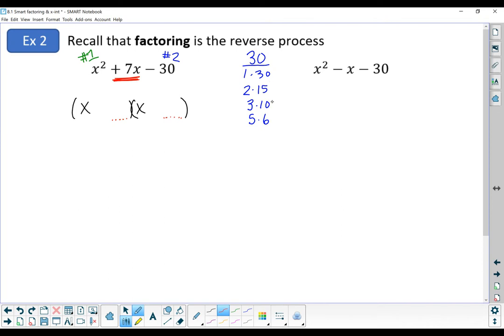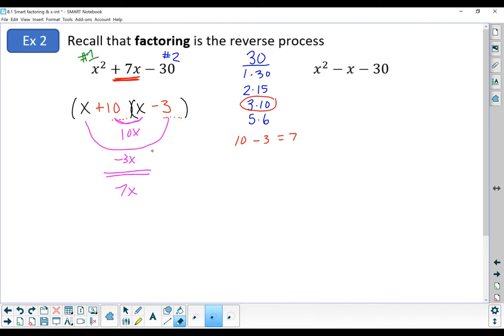So if I look down my list, these are the two that look like they could give me a 7 because 10 minus 3 gives me 7. So in my factors over here, I'm going to put in a positive 10 and a negative 3. So what we're doing is the reverse process of multiplying. I'm thinking that this gives me a 10x and this gives me a 3x, and together those are the 7x that I see in my trinomial.